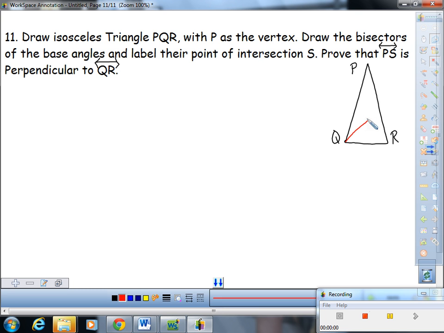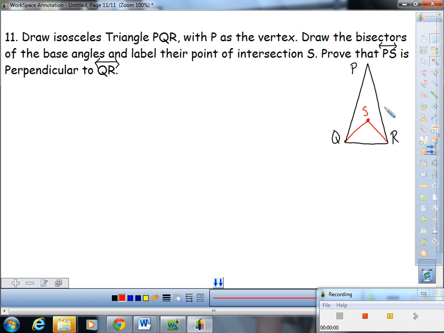So draw some angle bisectors. Label their point of intersection as S. Again, if you continued your line, it would not affect the outcome of the problem. So don't freak out when you're making these diagrams.